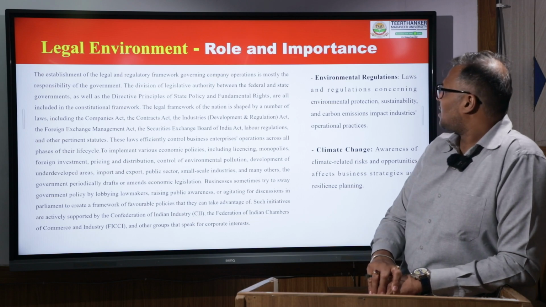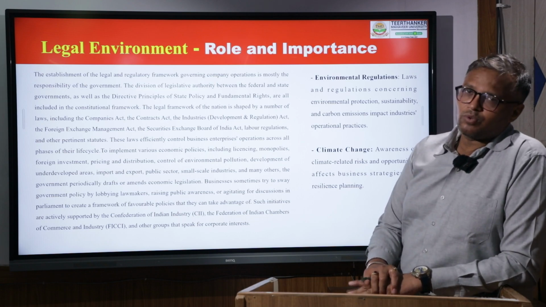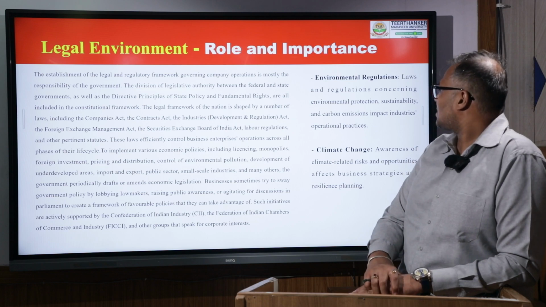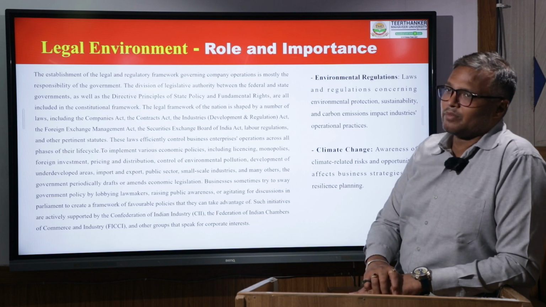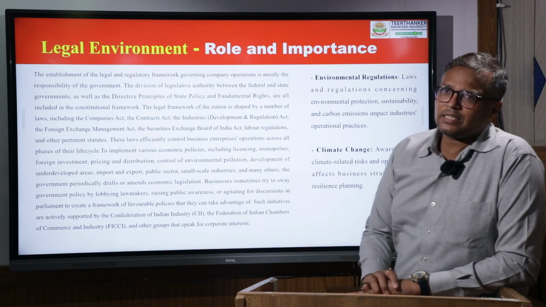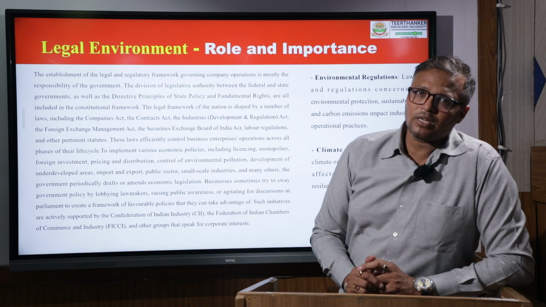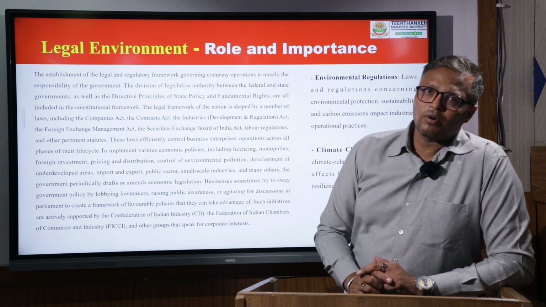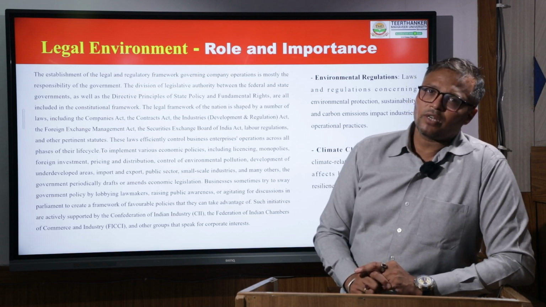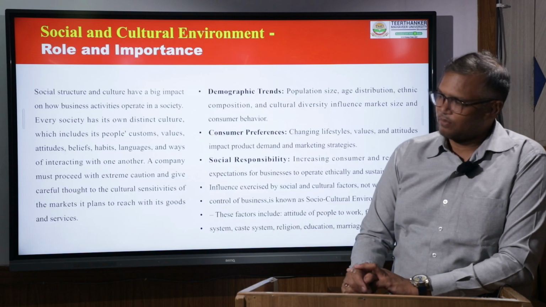These regulations are basically the laws and the guidelines which impact the organization through the various environmental protections, through sustainability, through looking at carbon emissions and pollution, and many more things. Also, these days, the impact of climate change is a very important parameter when we talk about the legal part. Because of globalization and climate change, people are always focusing on these things also.